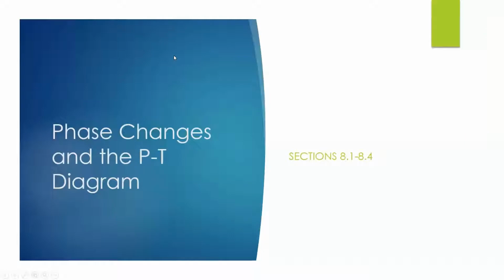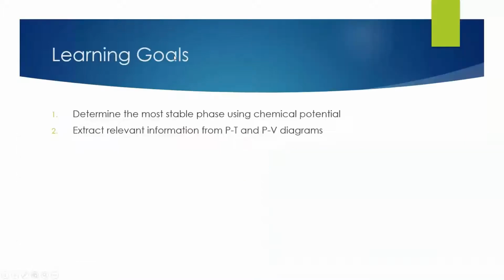The learning goals for today are going to be to determine the most stable phase using chemical potentials. So we're all familiar with the idea that different substances are stable in different phases, but here we're going to look at why. And then we're going to spend most of the time in this lecture focusing on PT diagrams, which are relationships between the pressure and temperature. We'll also bring the volume in towards the end and see how all of these variables relate to each other and help explain the phase that matter will be in.